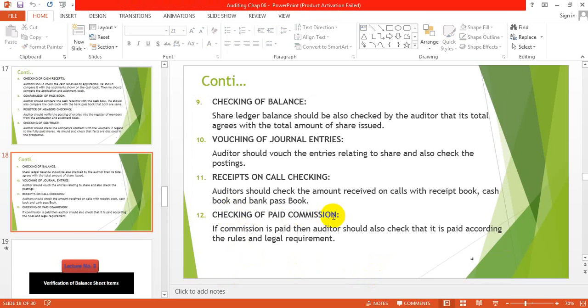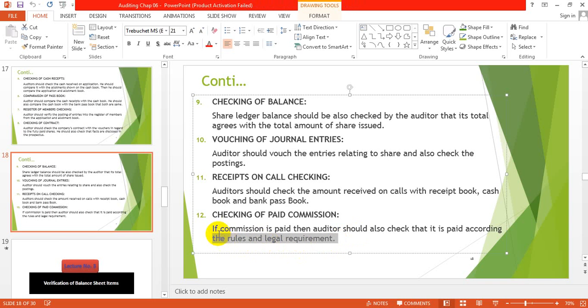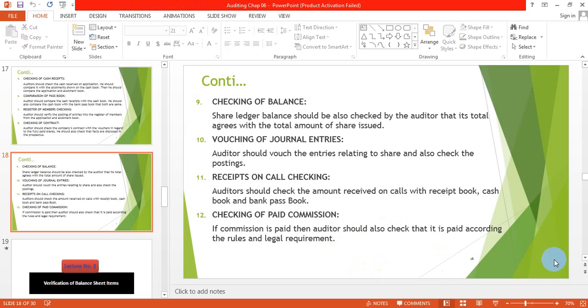Checking of paid commission. Now, when the company is issuing shares, they are also paying commission to underwriters. If commission is paid, then the auditor should also check that it is paid according to the rules and legal requirements. So on issuing shares, if the company is paying commission, the auditor will check whether the commission is paid according to the rules and legal requirements of the company or not.